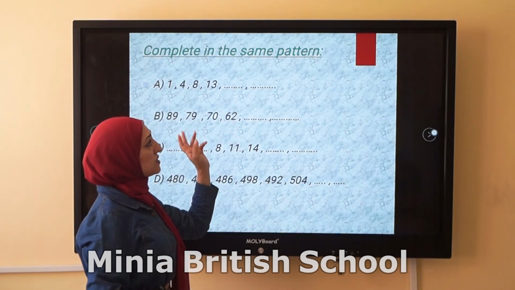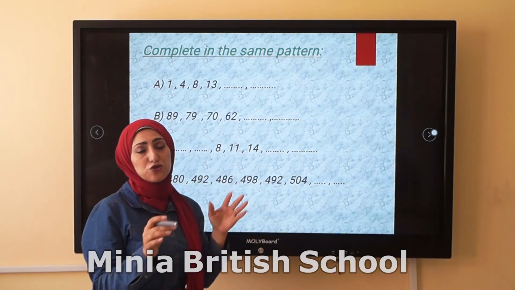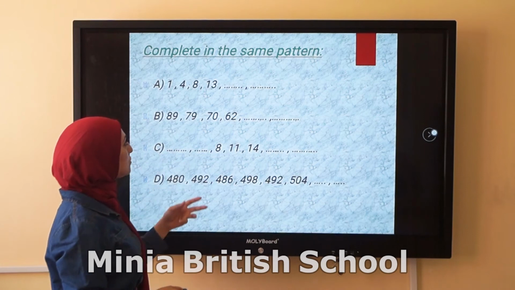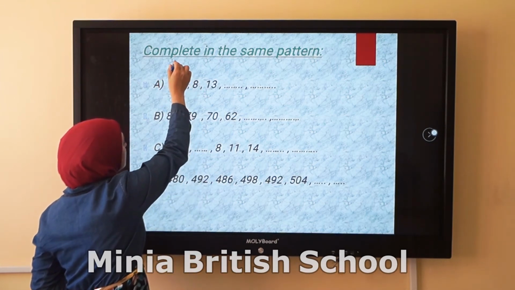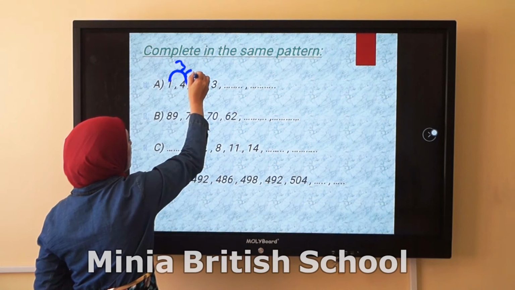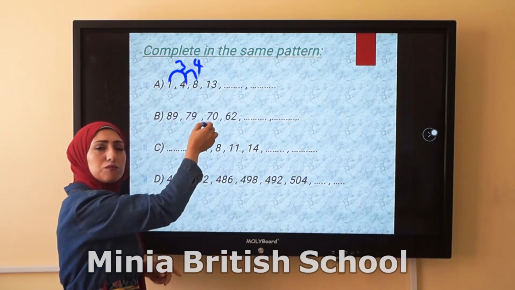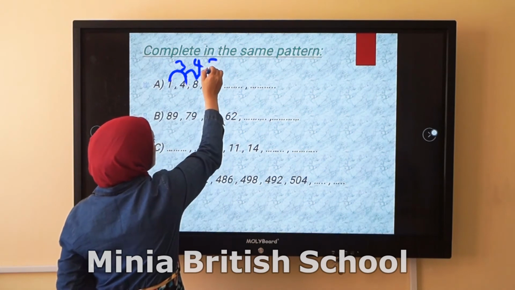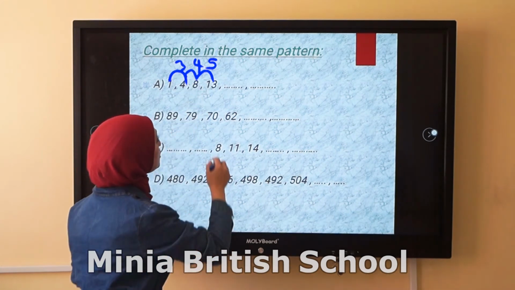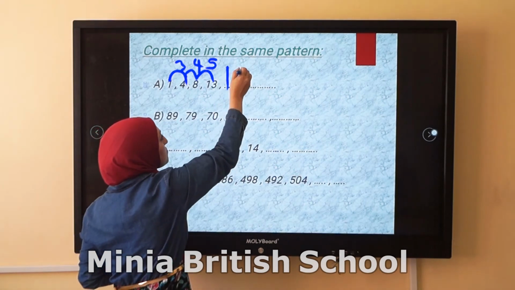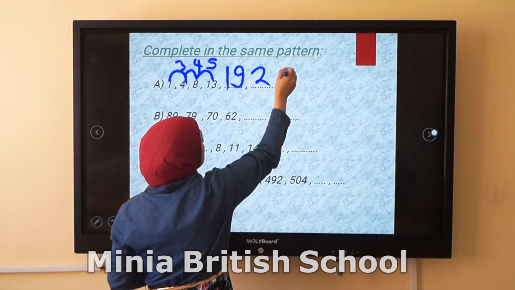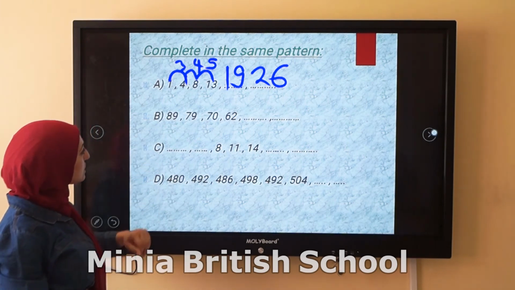Here, complete the pattern. It didn't ask to describe the rule. Okay, just complete it. 1, 4, 8, 13. What is the rule here? Here we add 3, then 4 becomes 8 by adding 4. Then 8 becomes 13 by adding 5. So each time you add the next number. Then 13 plus 6 equals 19. Then you will add 7. So 19 plus 7 equals 26, and so on.